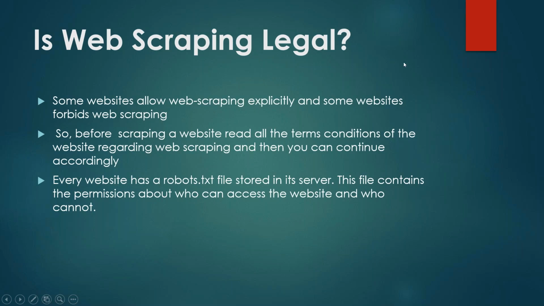Let's move to the documents. Some websites allow web scraping explicitly and some websites forbid web scraping. So before scraping a website, read all the terms and conditions of the website regarding web scraping, and then you can continue accordingly. Every website has a robot.txt file stored in its server. This file contains the permissions about who can access the website and who cannot. Okay. And I will be showing you this robot.txt file in the end. This file basically contains the information about which elements we can access and which we cannot.